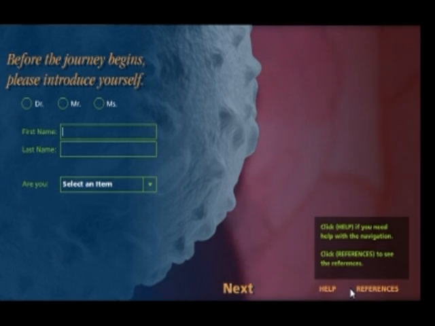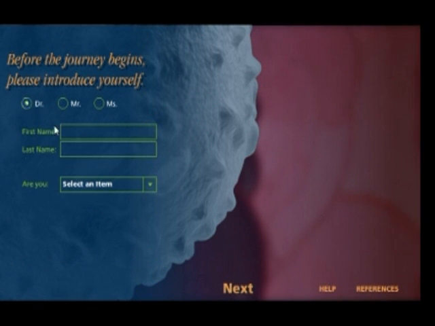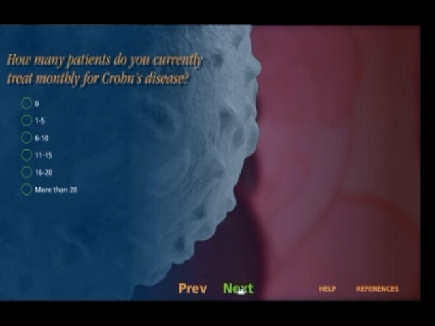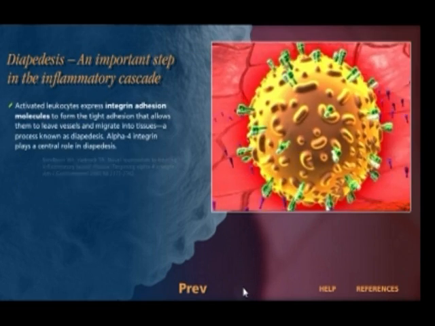So to introduce, the journey begins here with the doctor putting in their name. I'm going to be Dr. Jim Bones for the purposes of the demonstration, and I'm an immunologist. And it asked me how many patients I currently treat monthly for Crohn's disease. I'm going to say 6 to 10. And all of this data is recorded.